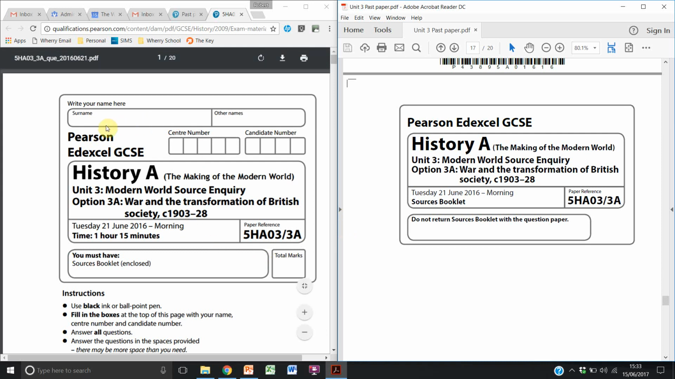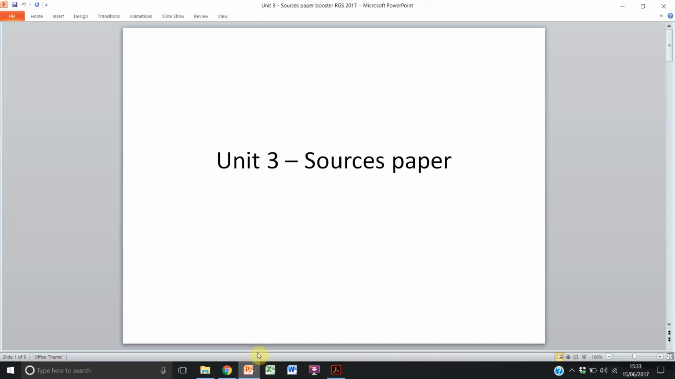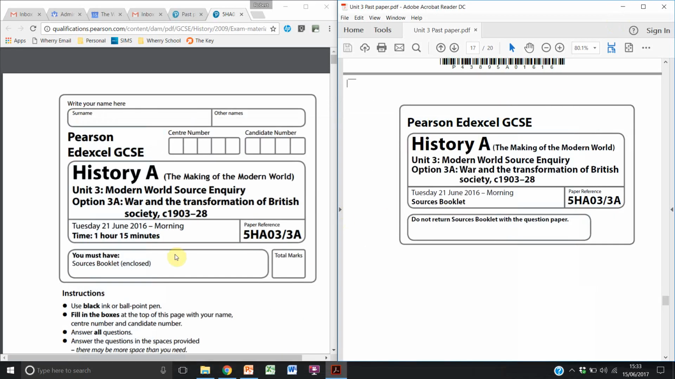On the left of the screen we have the exam paper with the 5 questions in. On the right of the screen we have the second booklet from last year, which is the booklet that contains the sources to help you answer the 5 questions. And then I will also be making reference as I go through this presentation to this PowerPoint, which gives advice on the 5 different questions.